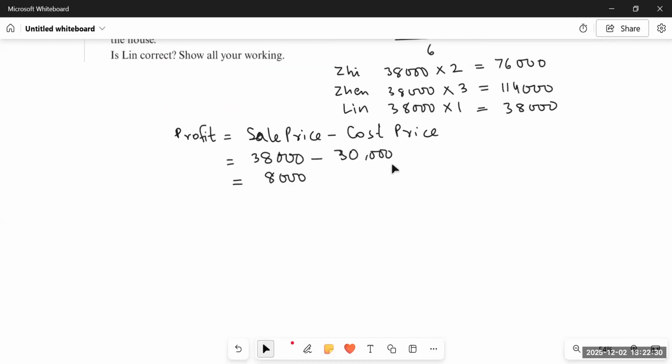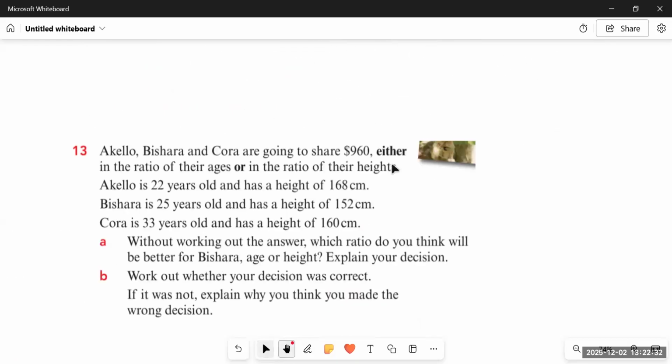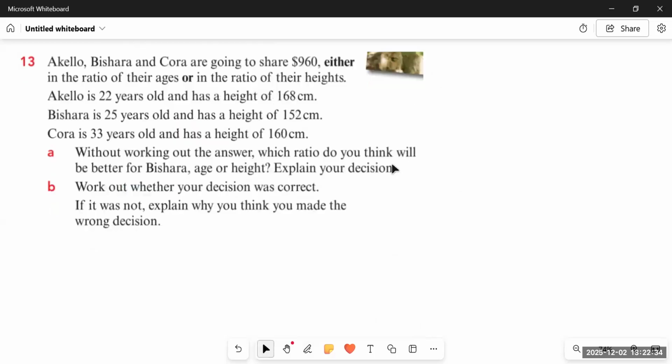Right, students? Now, after this one, we have the last question of this exercise, which says, Akelo, Bishara, and Kora are going to share $960 either in the ratio of their ages or in the ratio of their heights. Akelo is 22 years old and has a height of 168 centimeters. Now they're saying, without working out the answer, which ratio do you think will be better for Bishara, age or height?